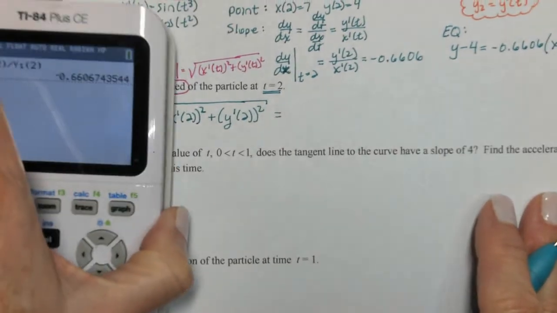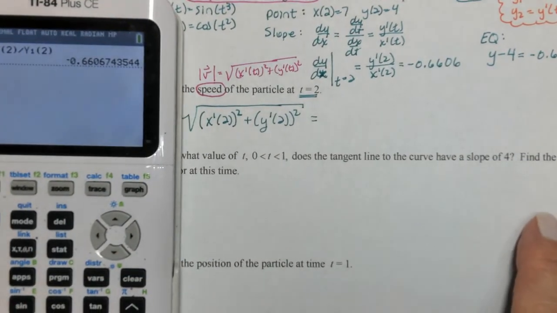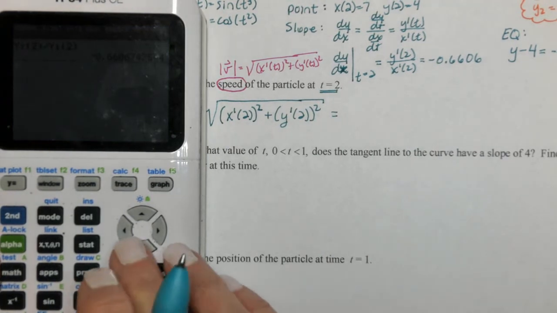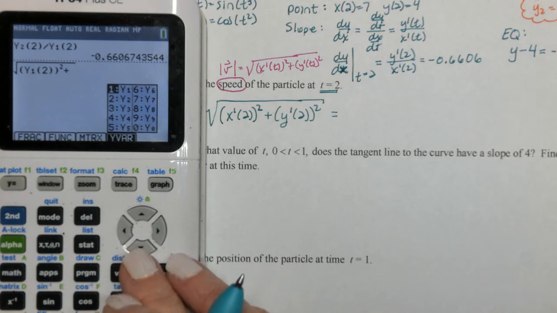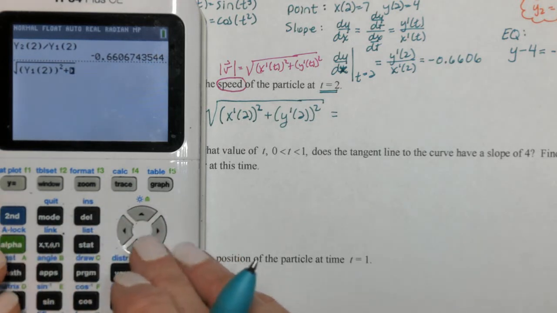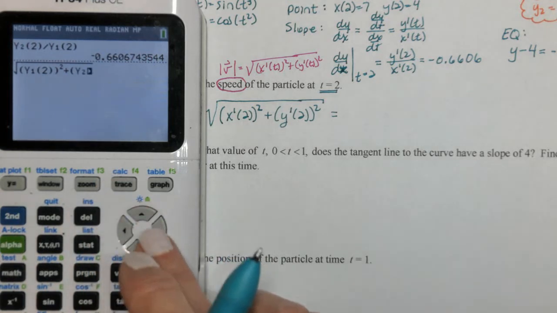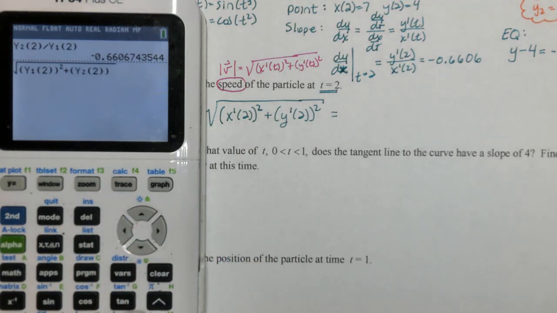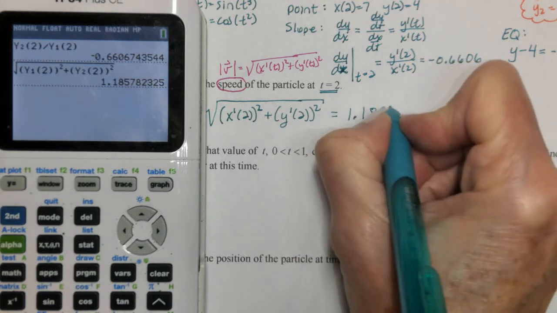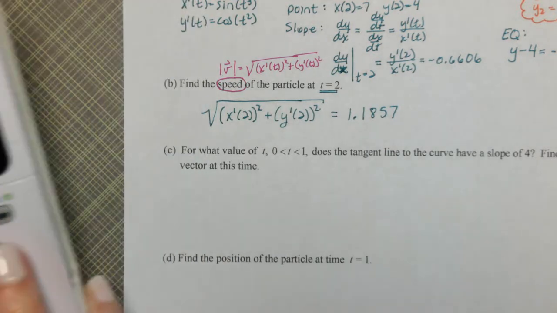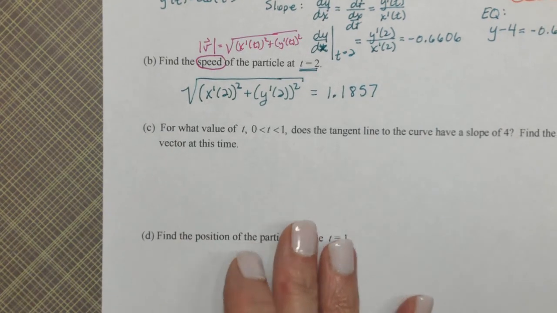Go back to my calculator. Okay. Square root, parentheses, y1 at time 2 squared plus y2 at time 2 squared, in parentheses. 1.185. Give at least 3 places after the decimal point. Sorry.